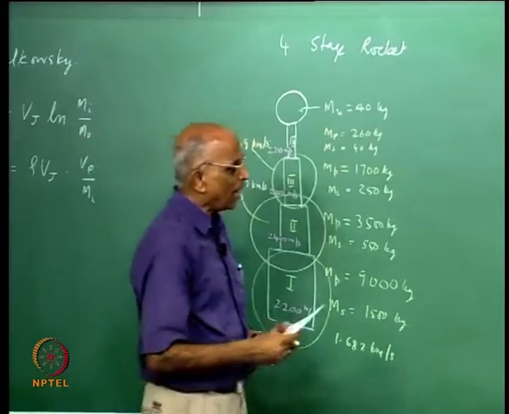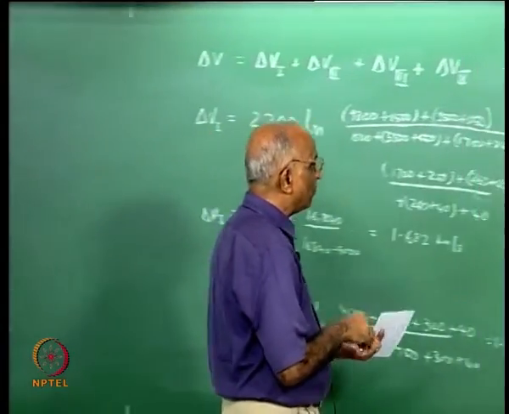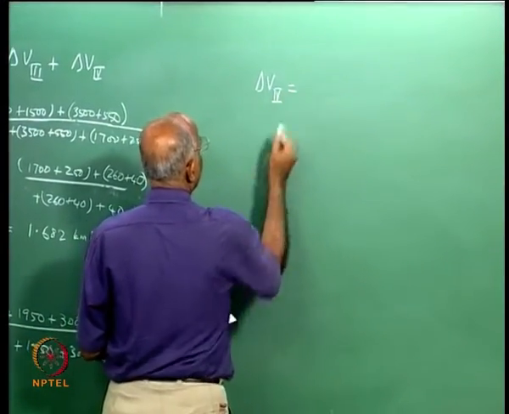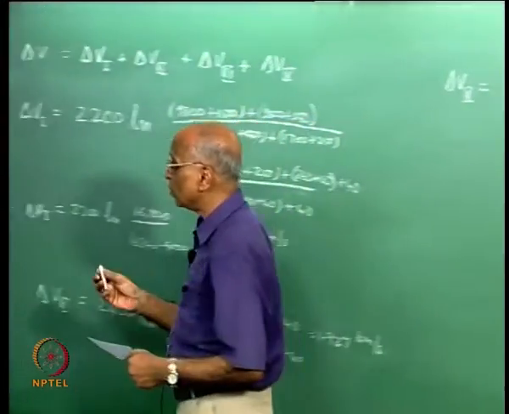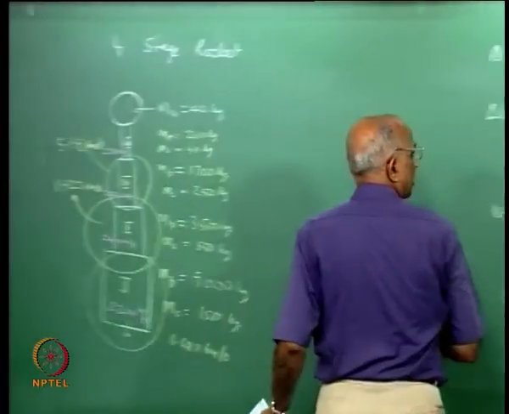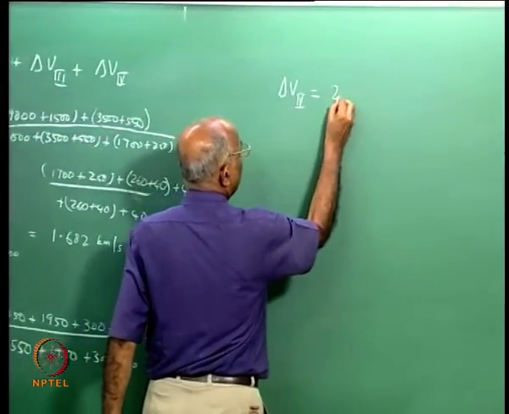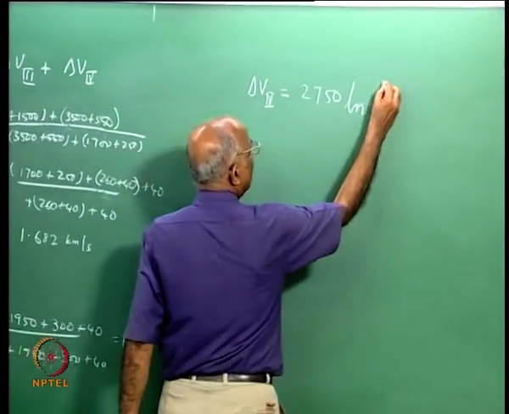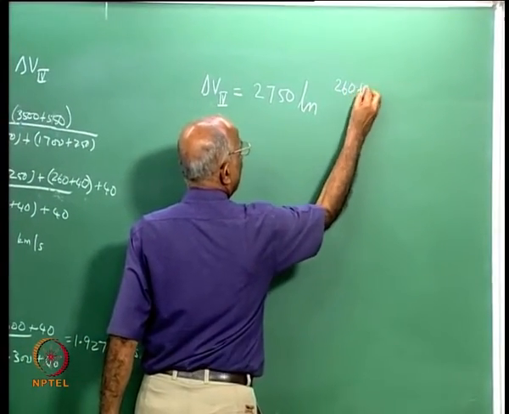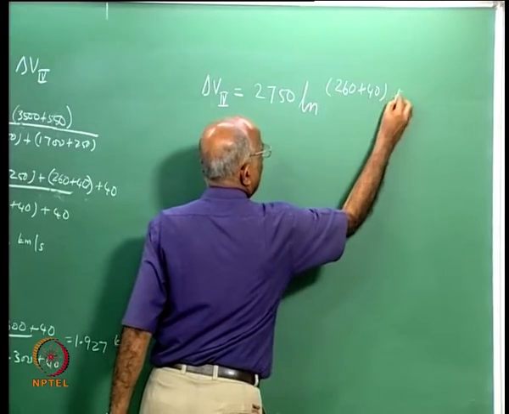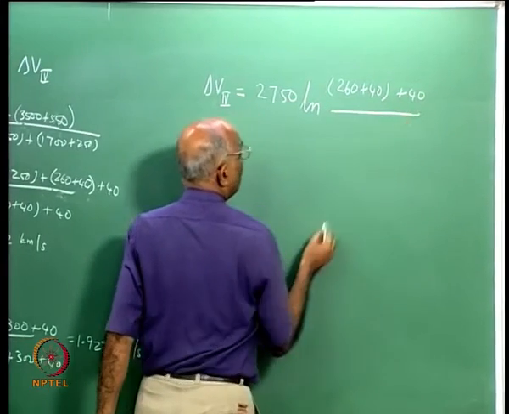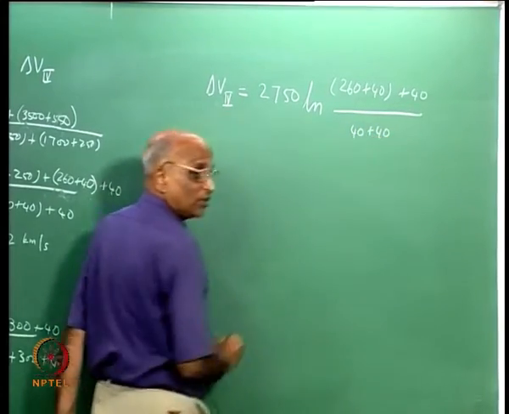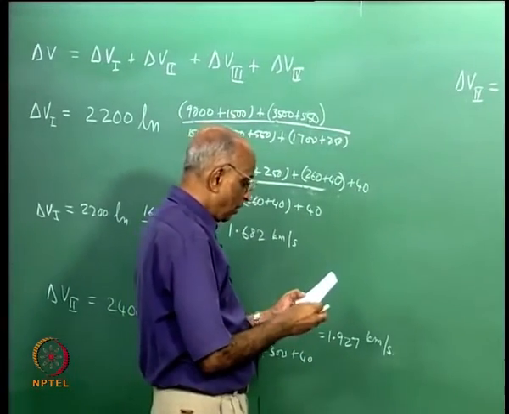And let us do the last one, and the last one let us say put delta V4, such that we are absolutely clear this is how we do any calculation. Fourth stage, and we find that the jet velocity of the fourth stage is 2750 meters per second, that is 2.750 kilometers per second, into logarithm of the initial mass, which is 260 the mass of the propellant, plus 40 the structure, plus 40, and what is left after the fourth stage burns? 40 plus 40 is what is left.